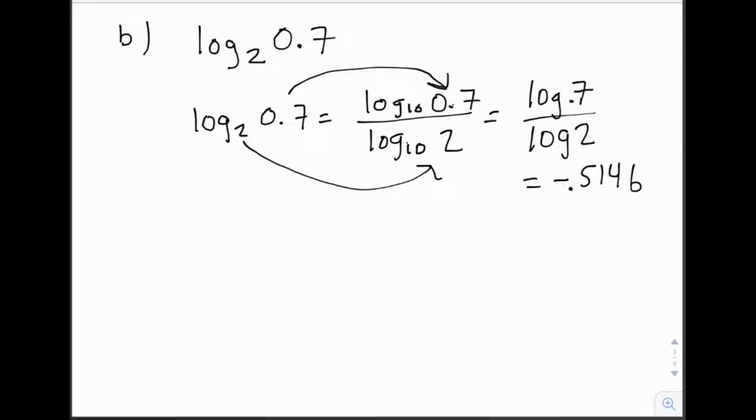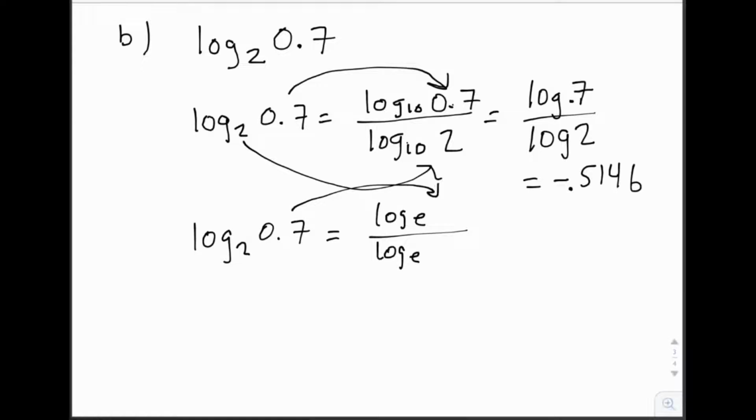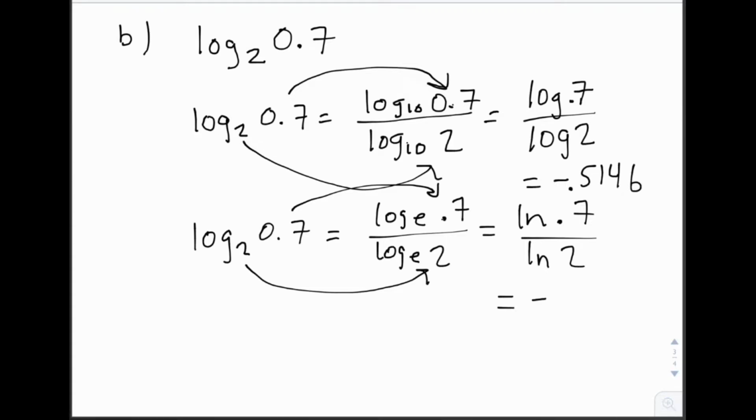And we can do the exact same thing using the log base e. So using the log base e, we will get log base e. And additionally, the 0.7 comes up top, and the 2 comes down on the bottom. So this will give us, since we use log base e, natural log of 0.7 divided by the natural log of 2, which is equal to negative 0.5146.